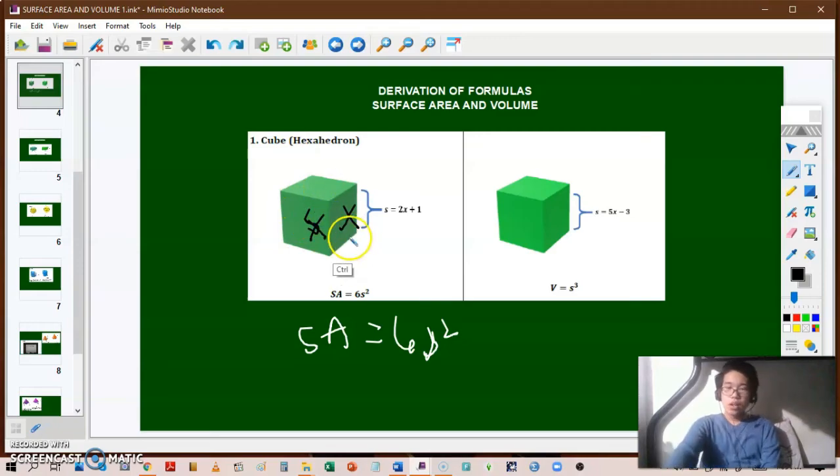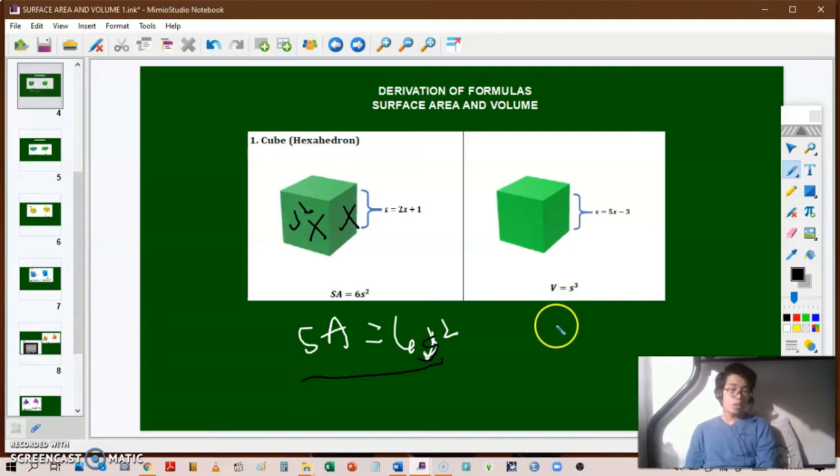Okay, since a cube has 6 faces, we multiply that by 6, and you get 6s squared. So that's the formula for the surface area. And for the volume, that's s cubed. The volume of a cube is s cubed.